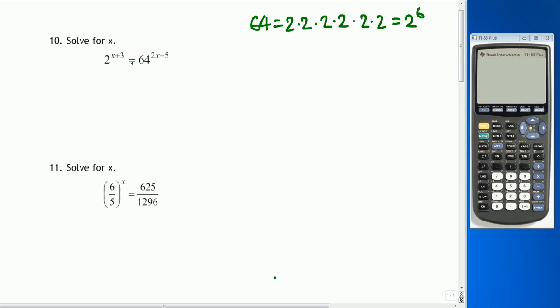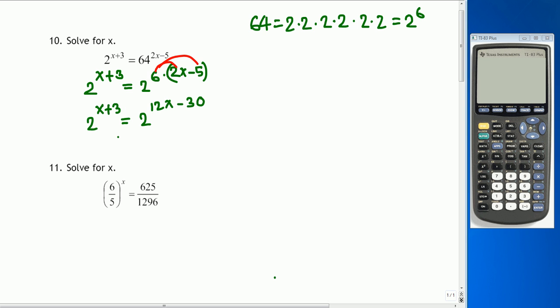Okay, so we can rewrite this equation as 2 raised to x plus 3 equals 64, which is 2 raised to 6. This is the new exponent, and 2x minus 5 is the old exponent, so we need to multiply 6 times 2x minus 5. So we need to put parentheses around it, multiply these two exponents, that means distribute 6. So we get 2 raised to x plus 3 is equal to 2 raised to 6 times 2, 12x minus 30. Okay, now we have the same base on both sides, 2 and 2.